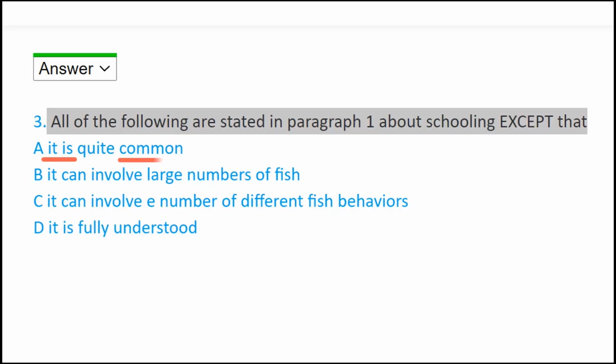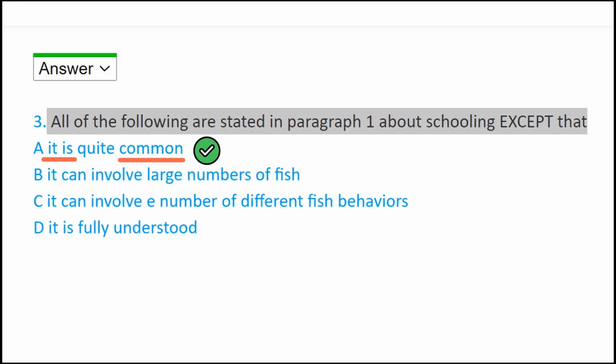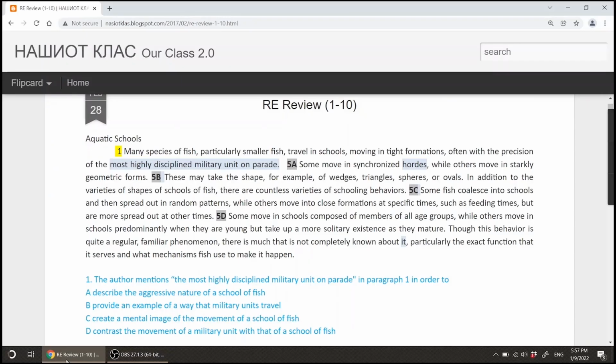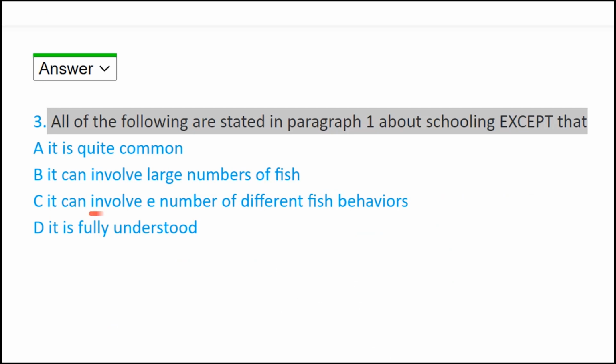A. It's common. The previous sentence we read for question 1 says, many species of fish travel in school, so A is correct. B involves large numbers of fish. Question 2 is about hordes or masses. It must be a lot, so B is correct. C involves different fish behaviors. D fully understood. We are not sure about these choices.